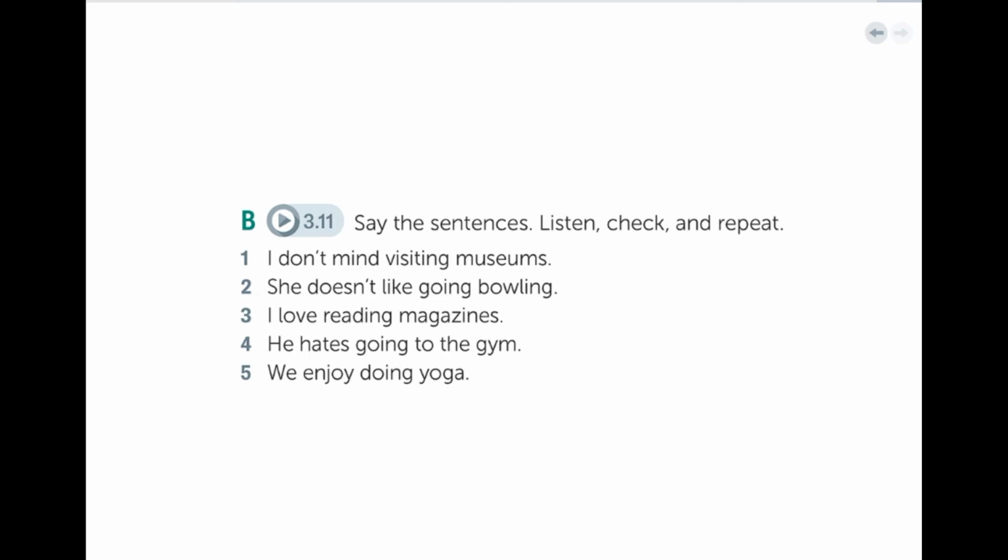1, I don't mind visiting museums. 2, She doesn't like going bowling. 3, I love reading magazines. 4, He hates going to the gym. 5. We enjoy doing yoga.